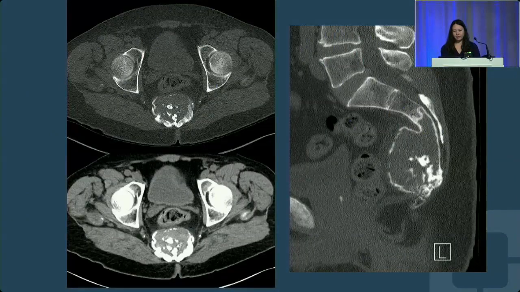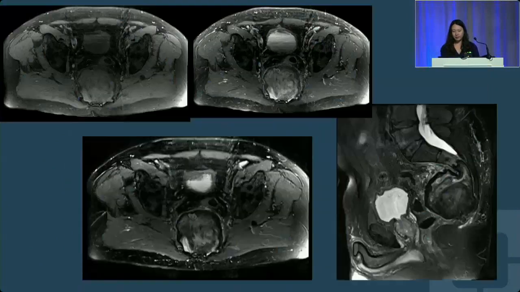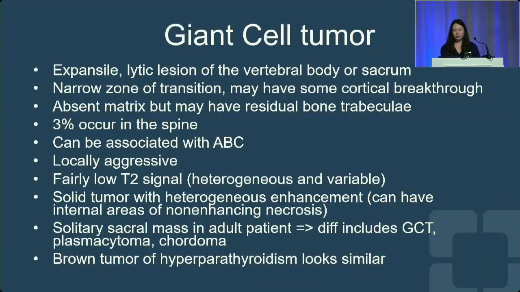Okay, and then finally we have this very well demarcated lesion that's expansile with bony sclerosis on the periphery involving the sacrum. So there's only a few things that involve the sacrum like this. And then, there's enhancement on post-contrast imaging. This is an example of a giant cell tumor.